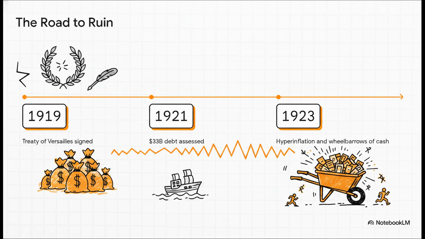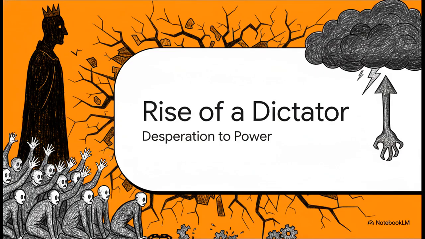So, tracing this on a timeline, you can clearly see the disastrous reaction. To keep up with these impossible payments, the government resorted to some pretty desperate money printing, and this directly caused the hyperinflation that culminated in 1923, forcing ordinary, everyday citizens to literally carry wheelbarrows full of cash just to buy basic groceries.